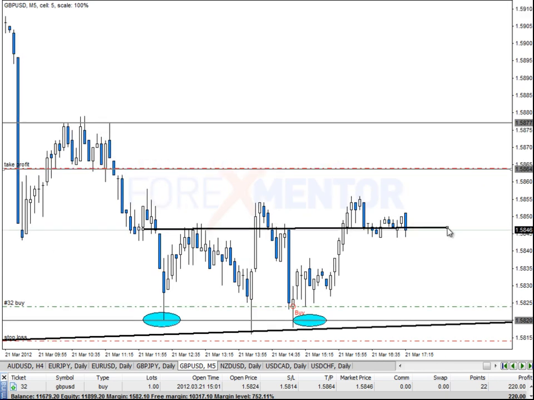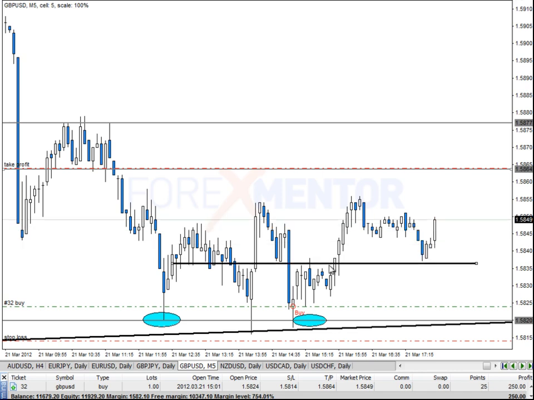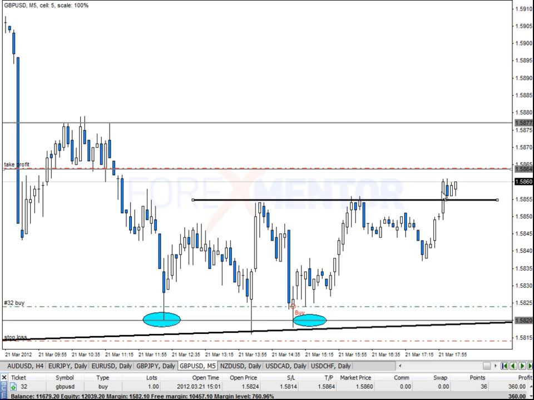See, in terms of time of the day, it's starting to move into the end of London, so liquidity starts to dry up here. The price pulling back. Okay, just about at my take profit area. See, we've closed above the highs. That's good for the trade.